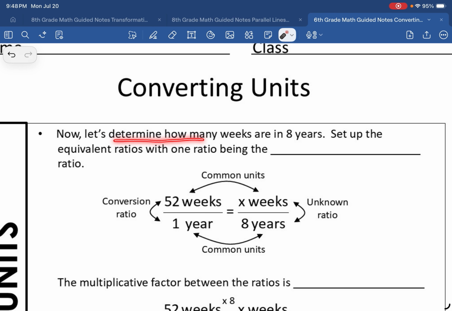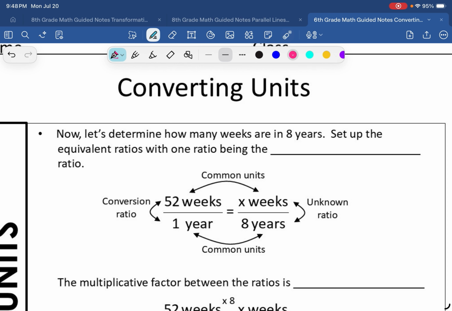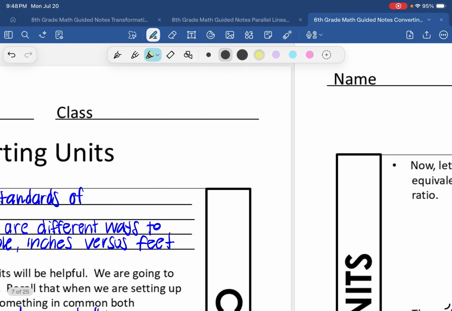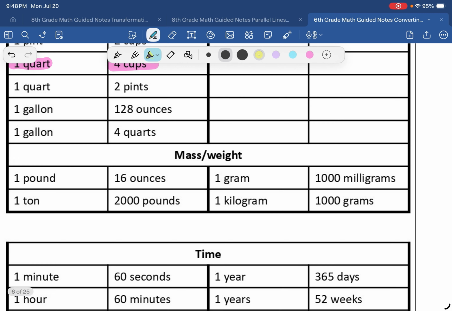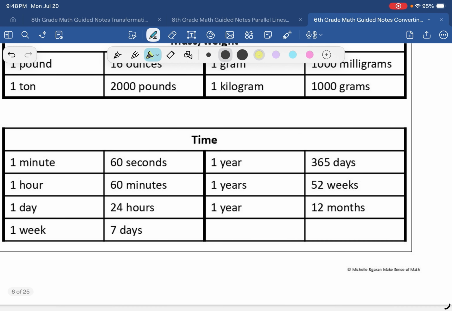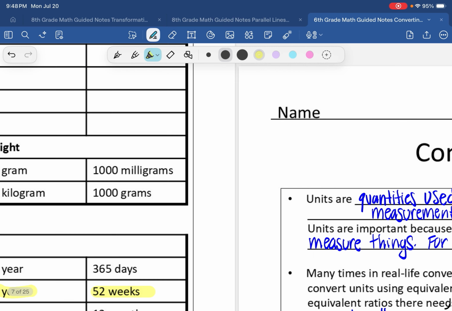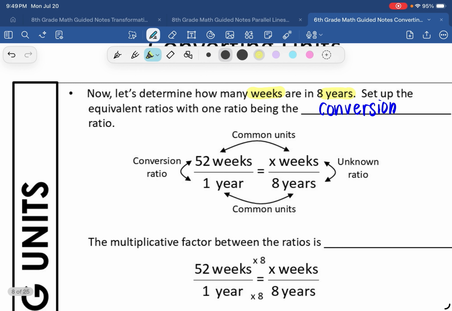Now let's determine how many weeks are in 8 years. Set up the equivalent ratios with one ratio being the conversion ratio. So the units that I am trying to convert are weeks and years. So I need to determine how many weeks are in a year. And if I don't know that, I can go here to time. And let's see, I'm looking for weeks and years. And right here, 1 year is 52 weeks. So I'm going to use that as my ratio.